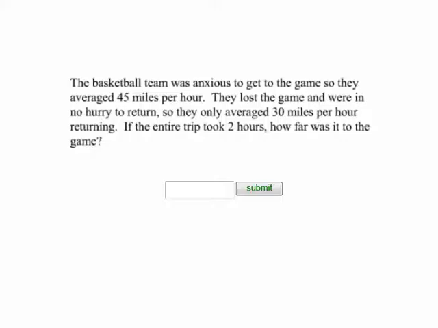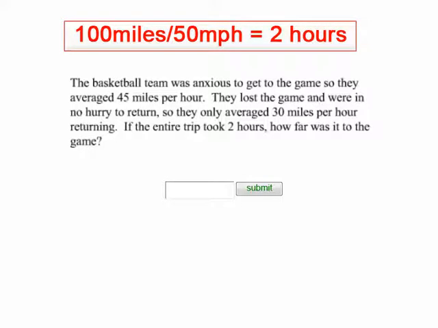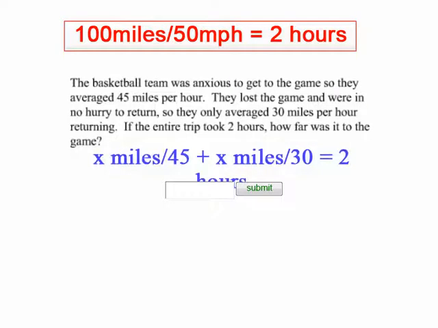When we encounter a problem like this, we found it easy to conceptualize things and to find out what we're looking for. If you remember, if we go 100 miles at 50 miles an hour, it's going to take 2 hours. Within that configuration, we can substitute and see what we need to look for. In this case, they were going X miles at 45 miles per hour plus X miles at 30 miles per hour, and it took them 2 hours.